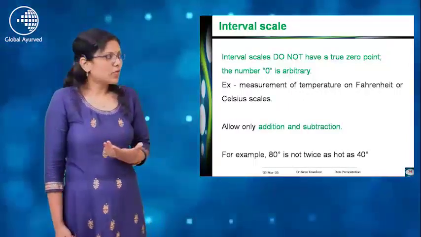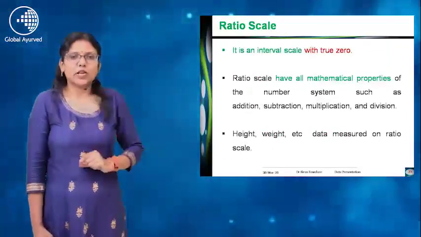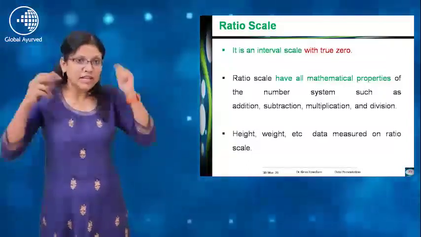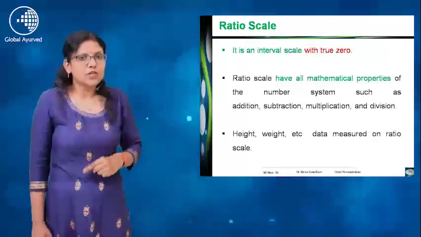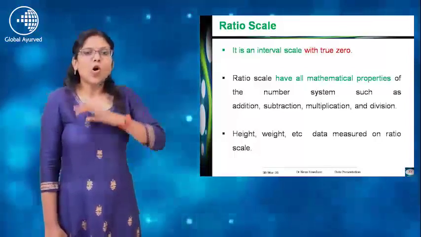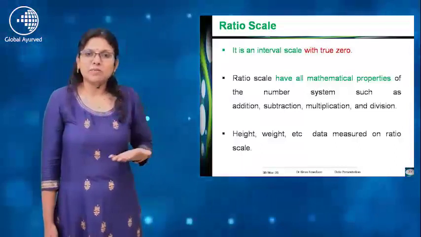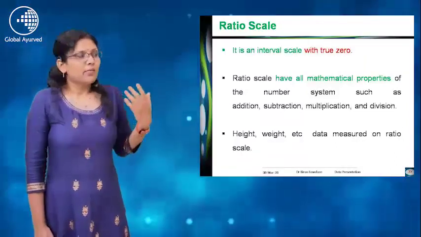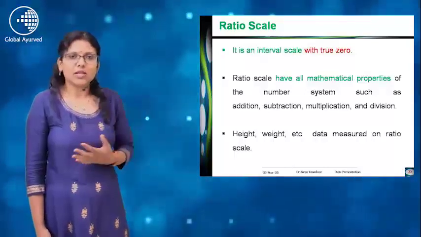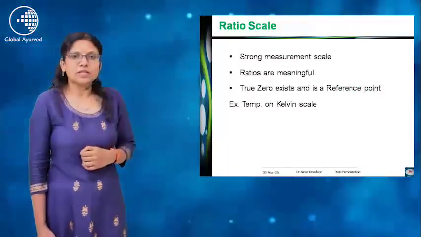Next we are going to see the ratio scale. It is an interval scale with the true zero value. In the case of interval scale, there is no true zero value, but in the case of ratio scale there is a true zero value. It means it is an interval scale with a true zero value. Ratio scale has all mathematical properties of the number system such as addition, subtraction, multiplication and division. We can measure height, weight, all continuous types of data with the help of this ratio scale. This is the strongest scale of measurement.